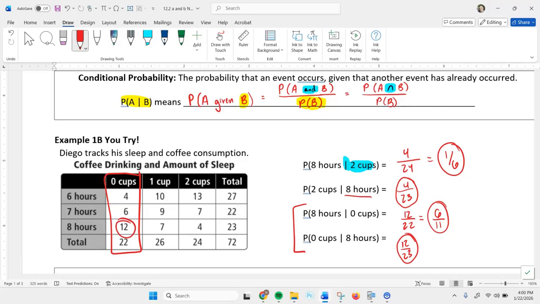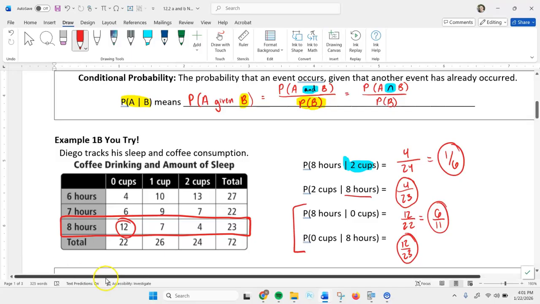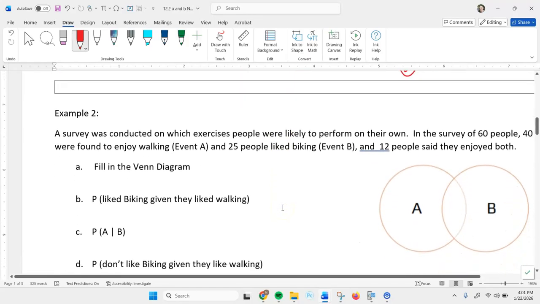For the second one, we're looking at the number of days that he got 8 hours of sleep. So looking at this part of the table, there's 23 days that he got 8 hours of sleep. Out of those, there were 12 days where he had 0 cups of coffee. So 12 over 23 can't be reduced. All right, that's when we have a table.